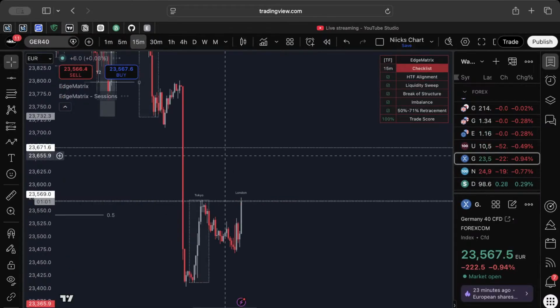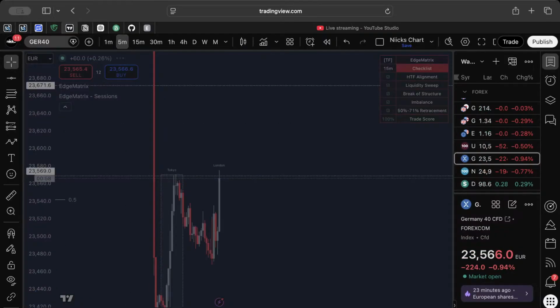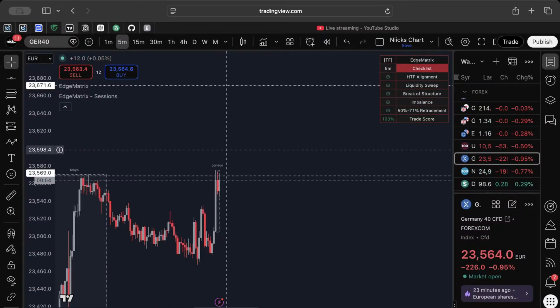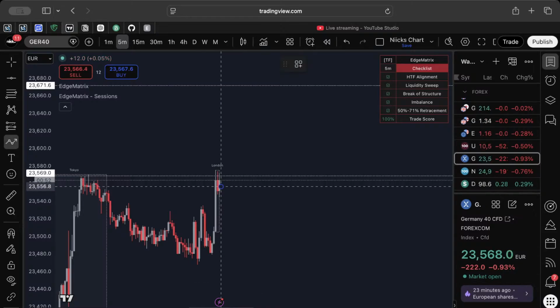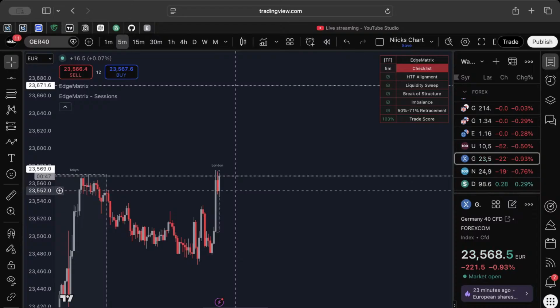Like if we get a good 15-minute break here, and we get some good displacement on the 5 minute where we actually show that we're breaking this high with some good bullish momentum, I will play this 100%. But it just depends on how we break. That can tell a lot.